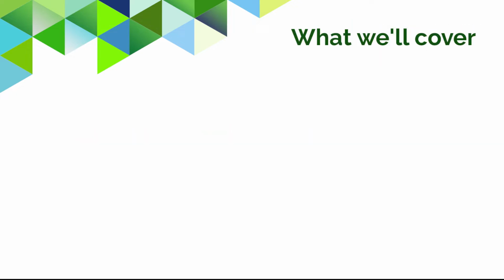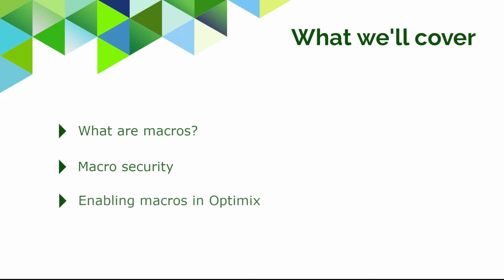First, we'll briefly look at what macros are and the kind of thing they're used for in Optimix. Then we'll take a look at macro security in general, as well as some of the basic settings that are available for managing it. After that, we'll move on to how you can make sure that macros are enabled when you open an Optimix file to work with it, and I'll walk you through a few ways to do this.